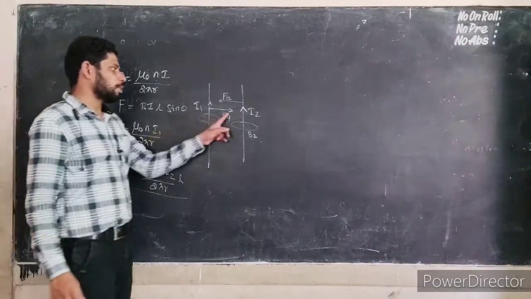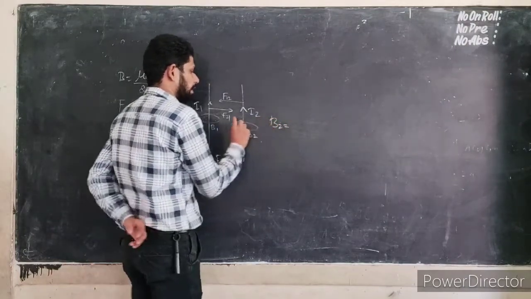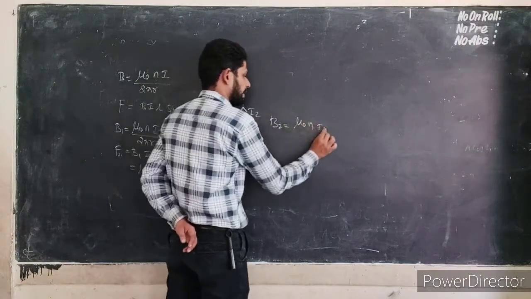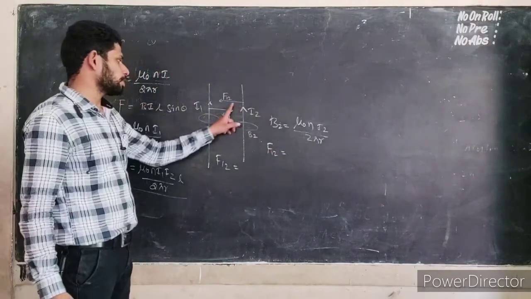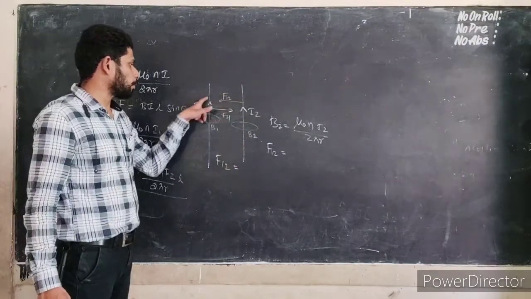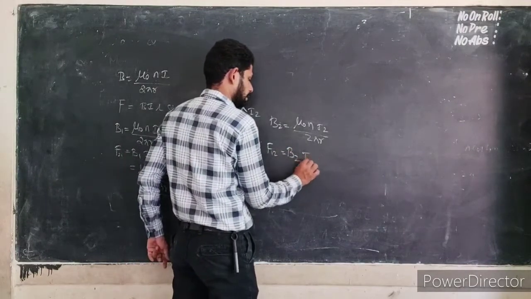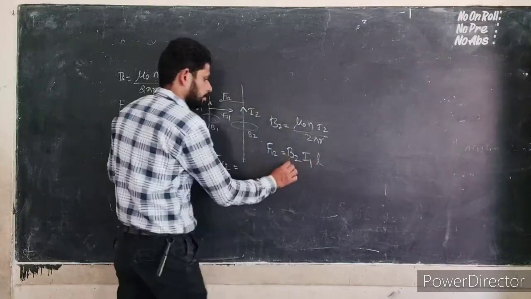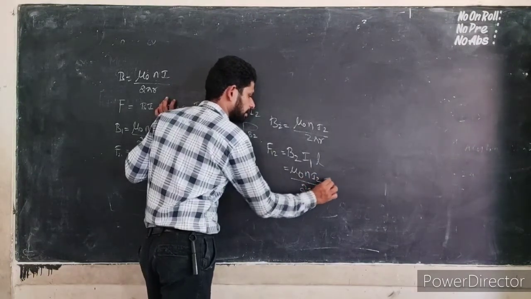Okay, same way, what is the force on 1 by 2? What is B2 here? B2 is nothing but mu naught I2 by 2 pi r. Now the force due to this current carrying conductor acting on 1 is B2 I1 L. So it is mu naught I2 by 2 pi r into I1 L.